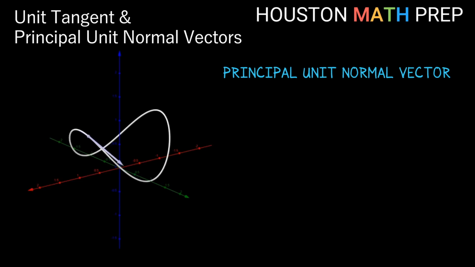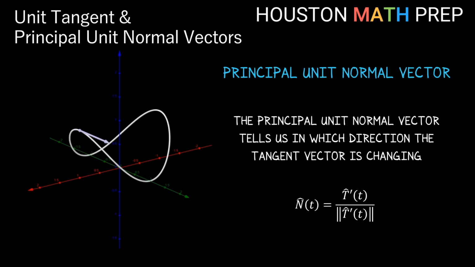To visualize what's happening here, now that we're talking about two different vectors, let's first look at our unit tangent vector. As we travel the curve defined by our vector-valued function, the unit tangent vector points in the direction of travel or tells the instantaneous direction of change at any point. So this principal unit normal vector tells us in which direction the tangent vector is changing at any point on the curve.